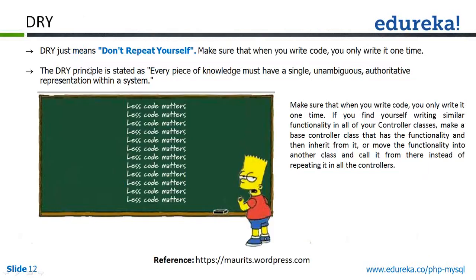That's what DRY talks about. DRY just means don't repeat yourself. Make sure that when you write a program or code, you only write it one time. If you find yourself writing similar functionality in all of your controller classes, make a base controller class that has that functionality and then inherit from it, or move the functionality into another class and call it from there instead of repeating it in all the controllers. It's only a design principle. Whenever you're writing a program, don't repeat the code. That is the DRY principle.